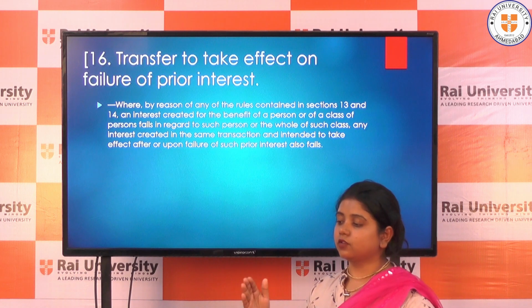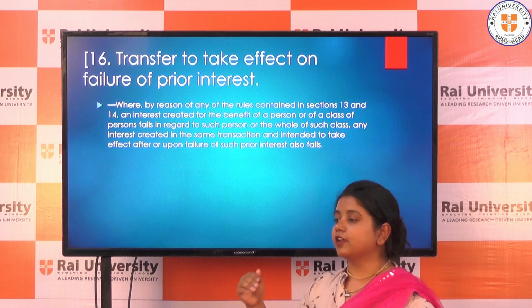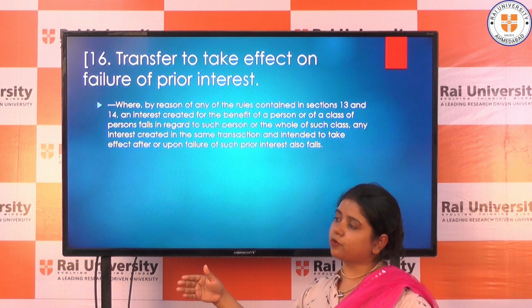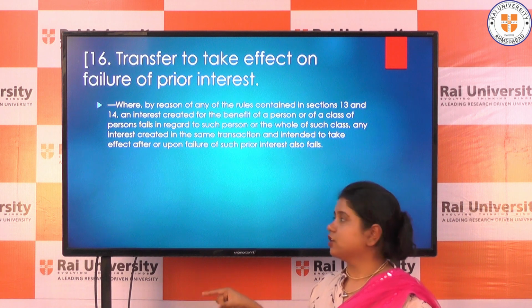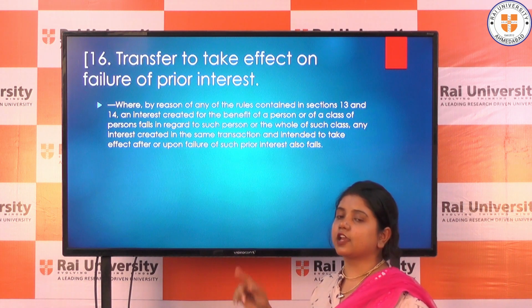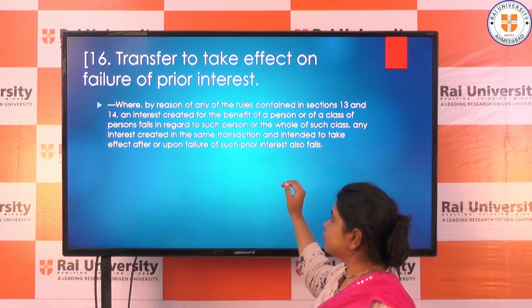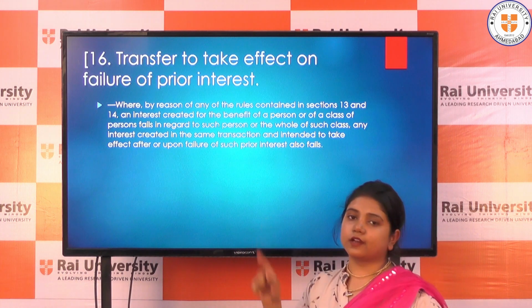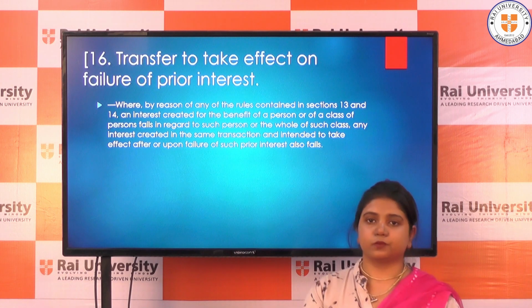If this does not happen, then the property will transfer to the son. If the son is not born, then the property will transfer to the daughter. If the daughter is not born, then the property will transfer to your nephew. But the interest created for the daughter failed. So in between the transaction, the interest is violating section 13 of the Transfer of Property Act. In that case, what will happen? Upon failure of such prior interest, the subsequent interest also fails. So the whole transaction will fail, and the transfer basically reverts back to the transferor.